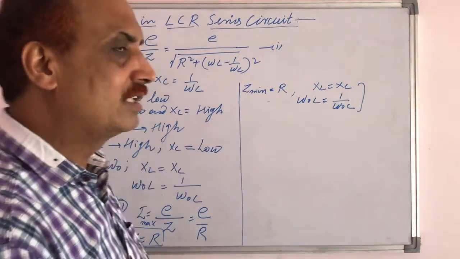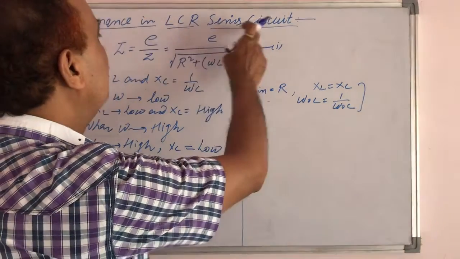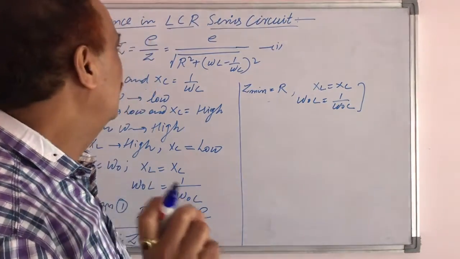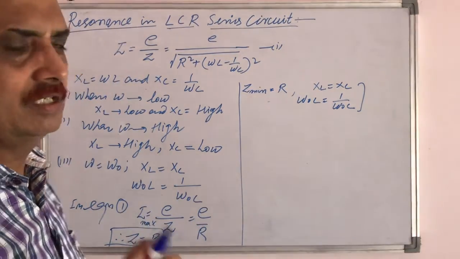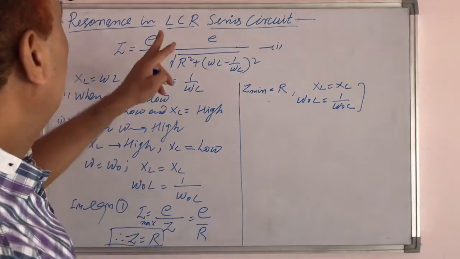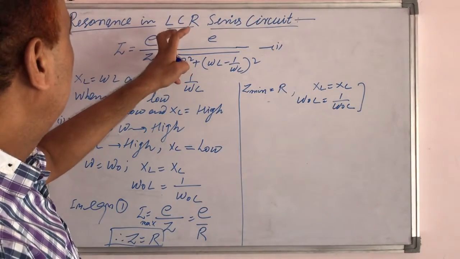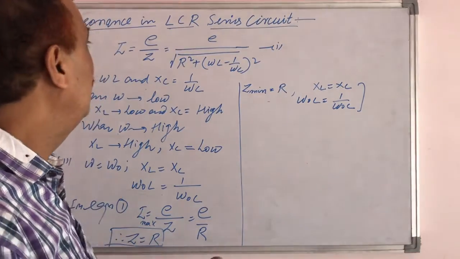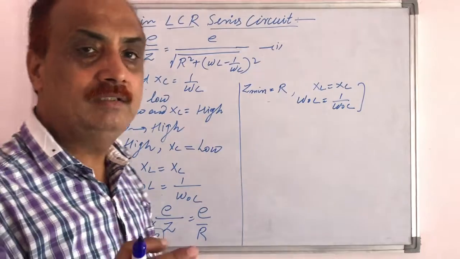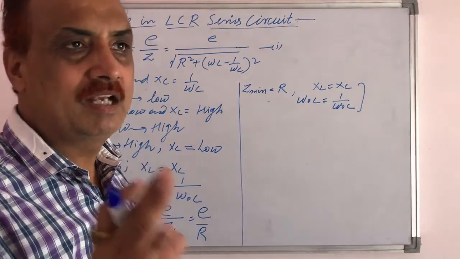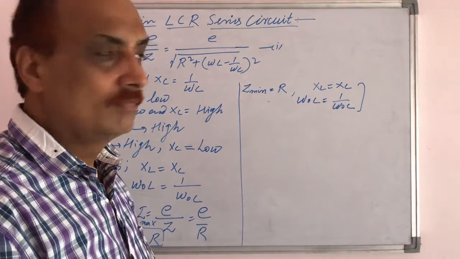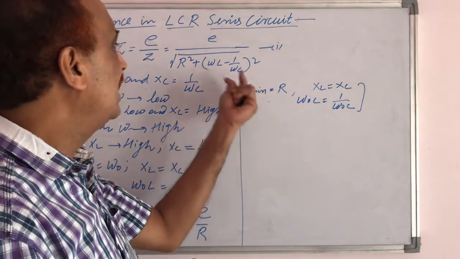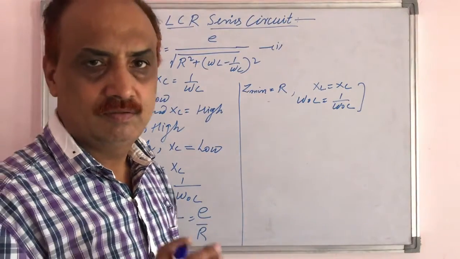When XL equals XC, the LCR series circuit is said to be in a resonant LCR series circuit. So a series LCR circuit is said to be a resonant LCR circuit when it admits the maximum current, when the minimum impedance is acting in the circuit.